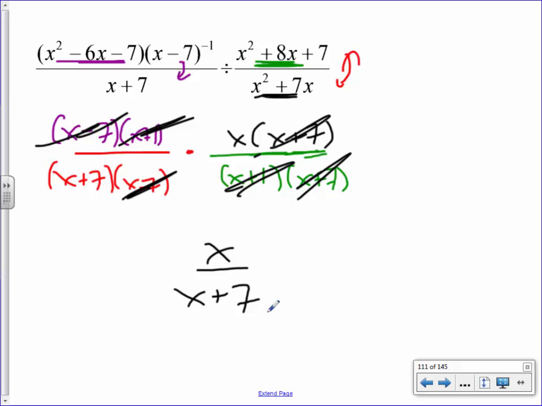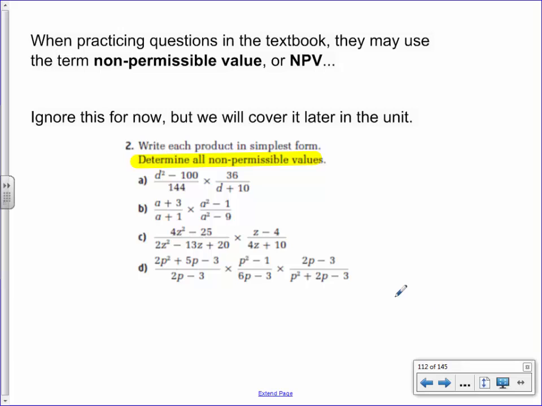Sorry. Okay, I do have one last slide. I just want to point something out. In a future unit, when we talk about functions, you might see in the textbook sometimes something called non-permissible values. If you ever do textbook questions, ignore that idea. I will cover it later, I promise. I want to do it in pieces, so I don't want to go too overwhelming at this point.